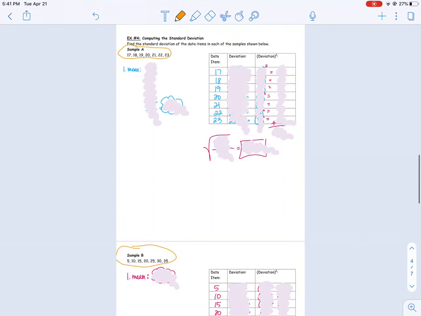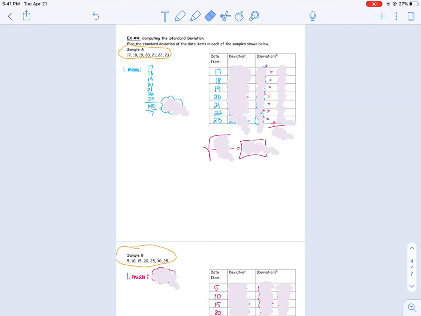What I'd like you to do is walk through finding the standard deviation for each. Remember, find your mean, deviation, square it, add them together, divide by n-1, and square root. I'd like you to pause the video. Do it for both sample A and sample B, and then only come back and check your answers once you're done to make sure that you're doing it right.